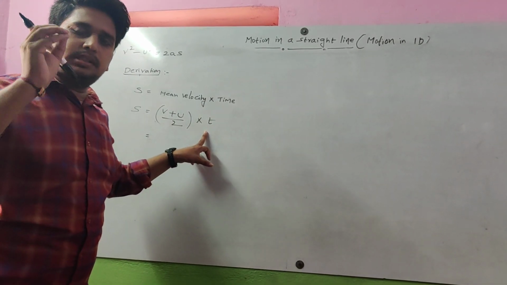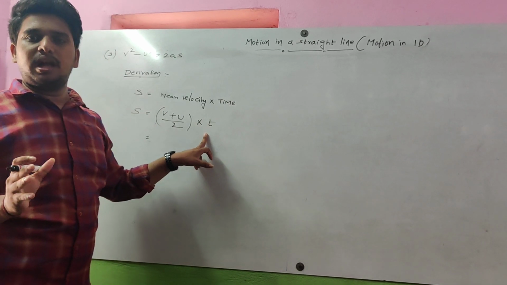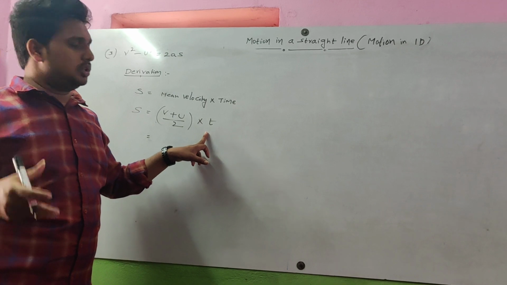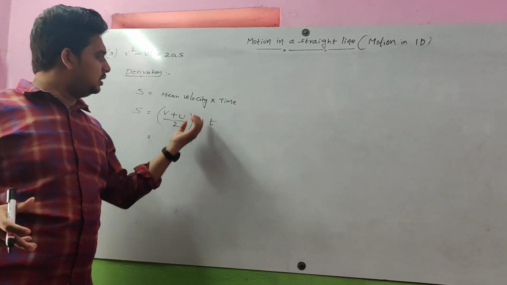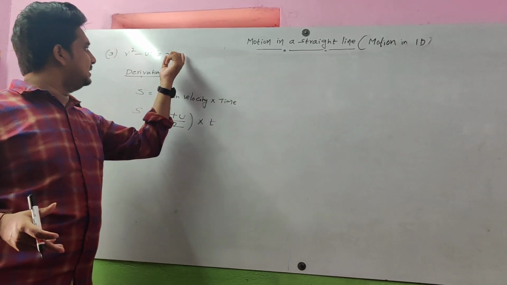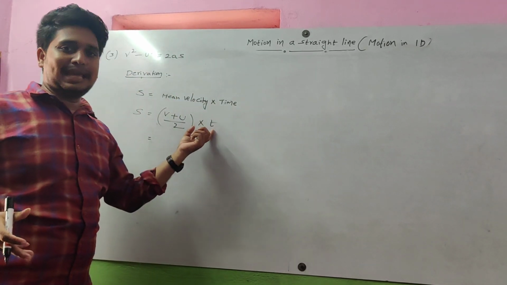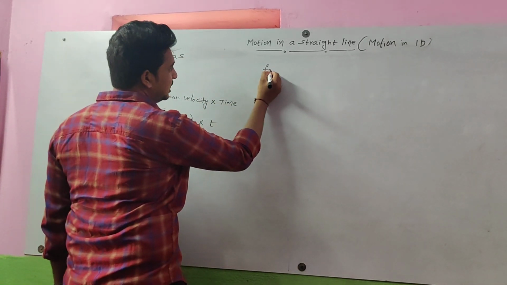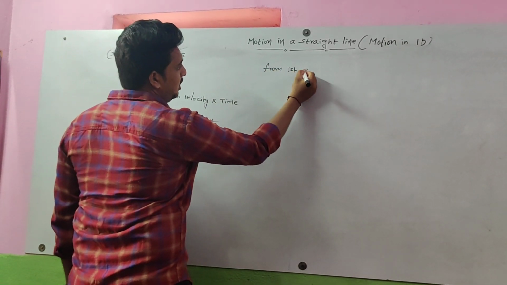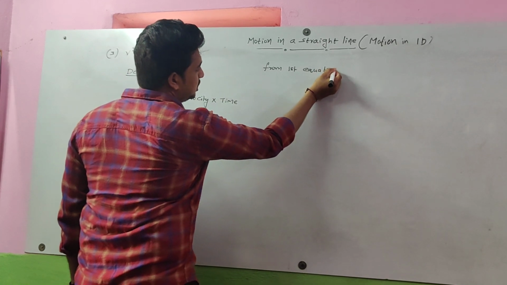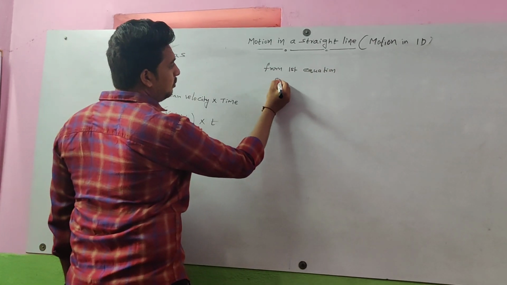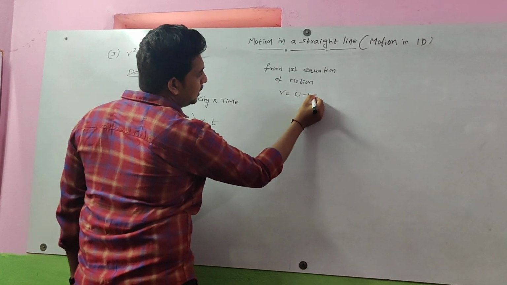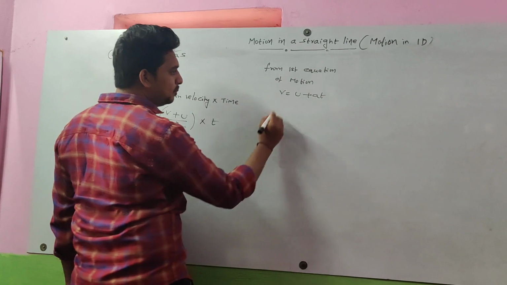This is very important when we solve any derivation. What are the parameters we want? First observe. After observing, what do we need to eliminate? Here we don't use t in this formula. That's why we need to eliminate t. How to eliminate t here? We know from the first equation of motion, v is equal to u plus at.